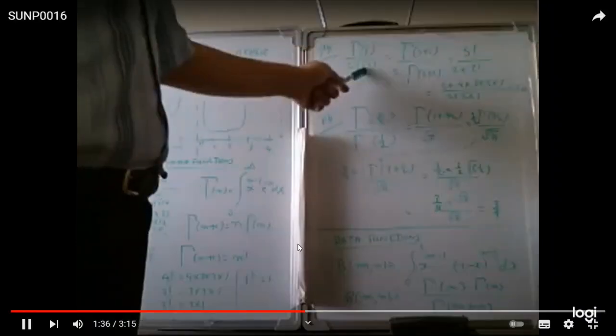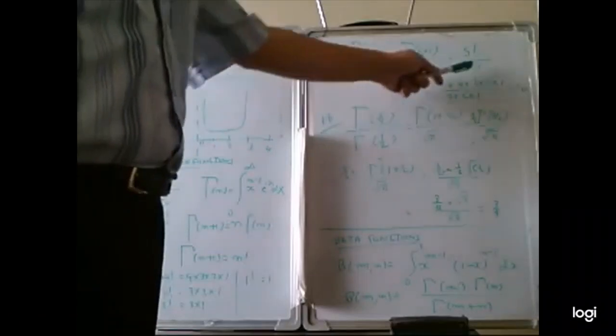So gamma 6, you write down, is gamma 5 plus 1. Gamma 5 plus 1 is 5 factorial. And gamma 3 is gamma 2 plus 1, which is 2 factorial. So the numerator is 5 factorial, and the denominator is 2 multiplied by 2 factorial.